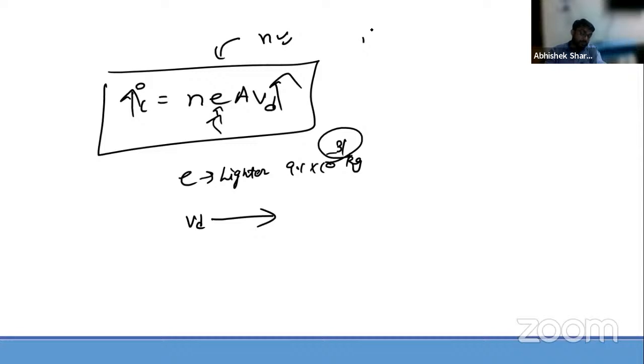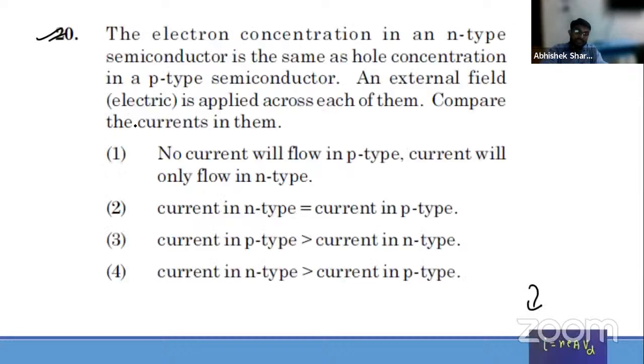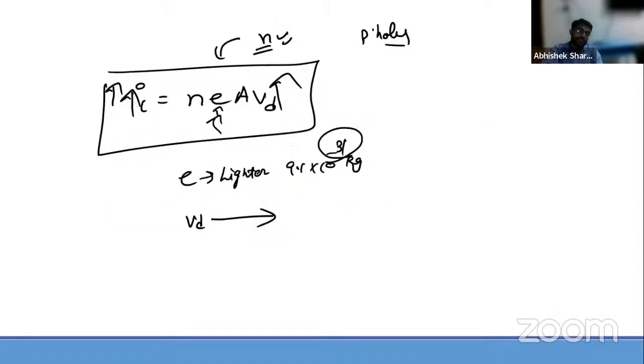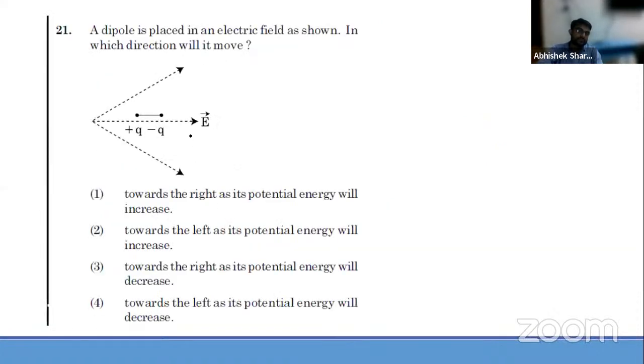Electrons. P is for proton. Like, it's not proton, basically it's holes. So N is for electrons, which have more drift speed. So as per this formula, they will be having more current. So the N side is having more current. So current in the N type is more as compared to the current in the P type when they're kept in the external electric field. Remember this.